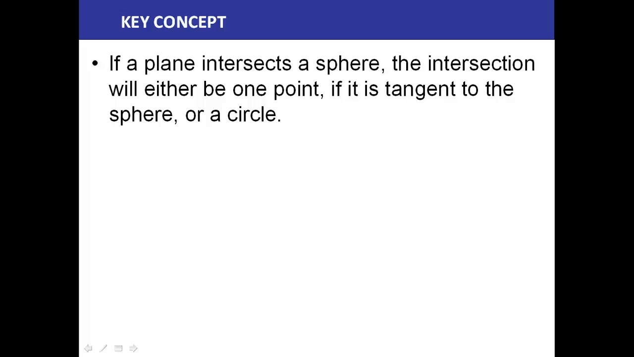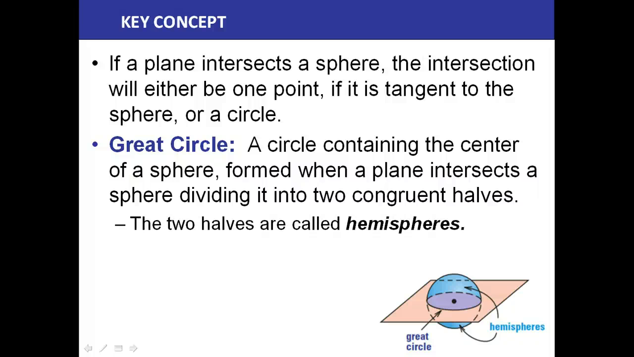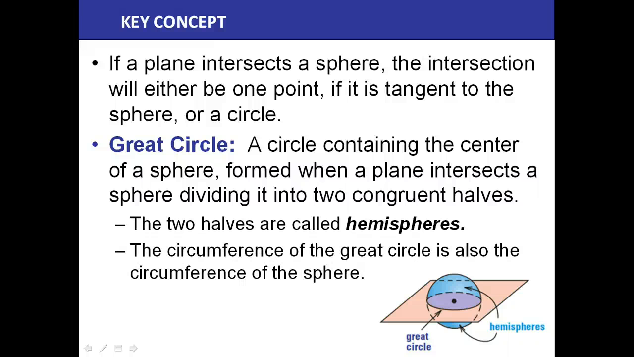If a plane intersects a sphere, the intersection will either be a point, if it's tangent to the sphere, or a circle. Notice down here, we have a plane cutting through a sphere. It will be a point or it'll be a circle, and if that plane happens to go through the diameter, we call it a great circle because it divides that sphere into 2 congruent halves, and we call those halves hemispheres. The circumference of the great circle is the same as the circumference of the sphere.